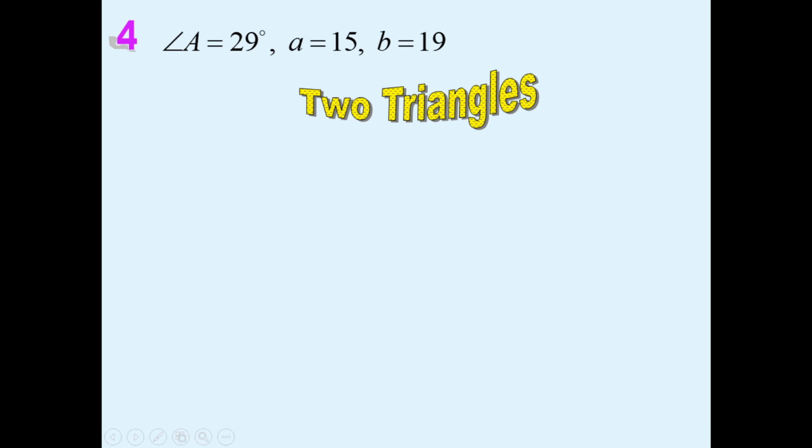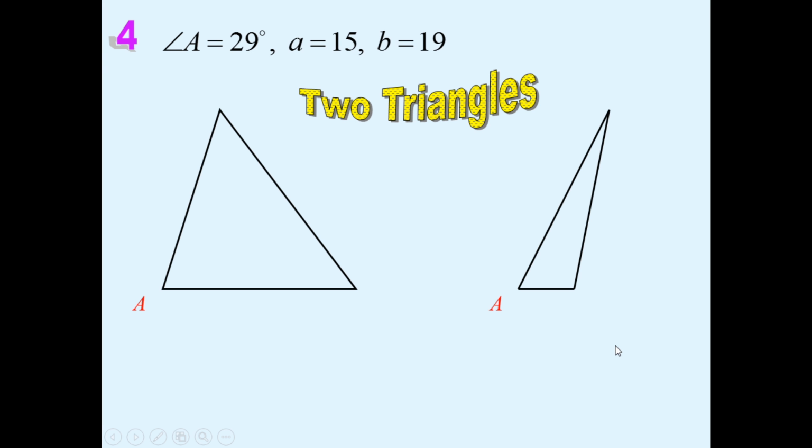Okay, so now let's look at another one. Let's say we do have angle A, 29 degrees. Segment A is 15, segment B is 19. So draw the triangle. We do have two triangles. One is obtuse, the right hand side right here, and the other one is acute. Again, we don't change the value for angle A because this one is the constant. It's given already. Segment A is also given. Segment B is also given.